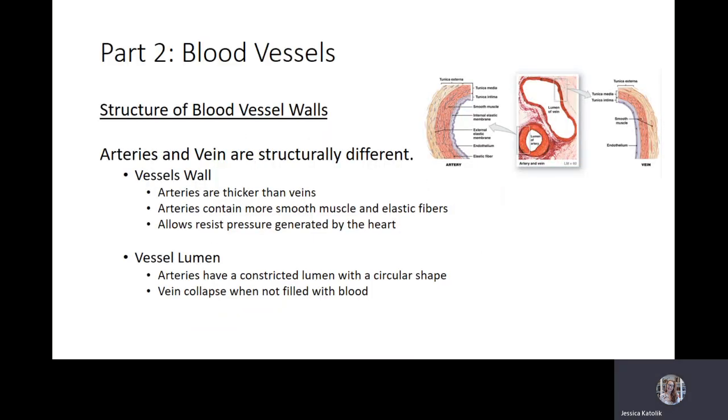So first and foremost, I want you to look at the structure of the artery. The structure of the artery is going to have a lot more smooth muscle and elastic fibers than the vein. You can see that the vein is going to be much thinner as a result. And because of that, the arteries are going to be thicker. And this thickness is going to be important for the artery's function to act as a way of maintaining pressure, while veins are going to act as a volume reservoir.